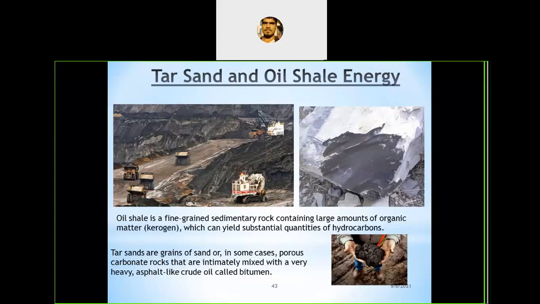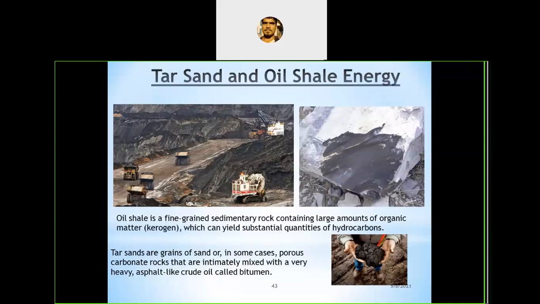So, in continuation with our last class, we'll continue the same non-conventional or renewable sources of energy. In that, another type of renewable source is tar sand and oil shale energy.